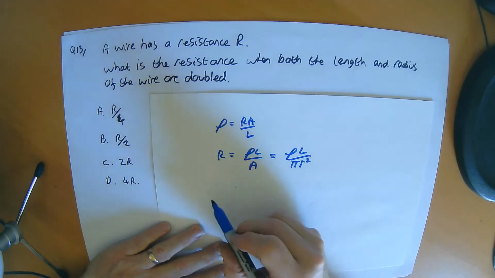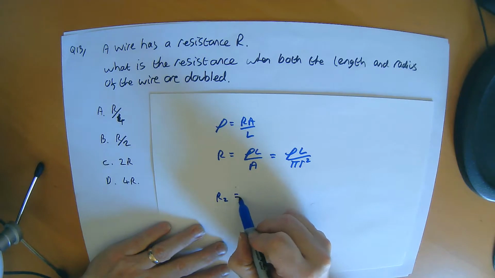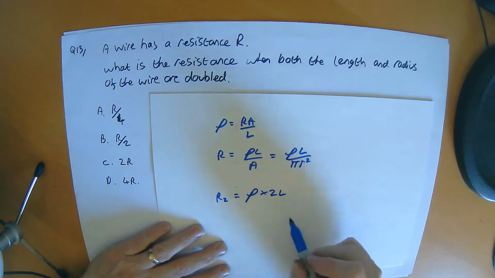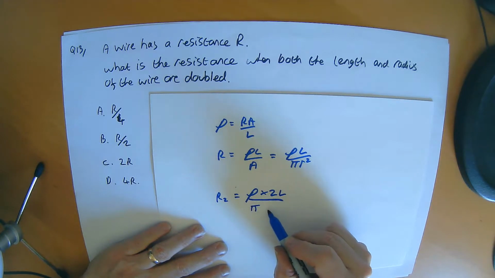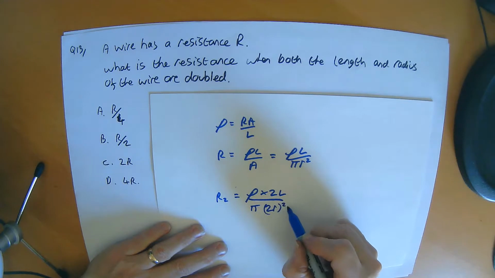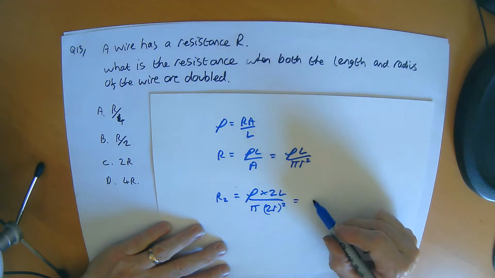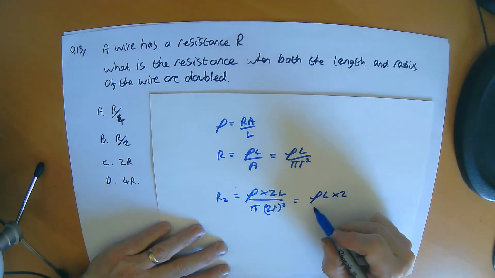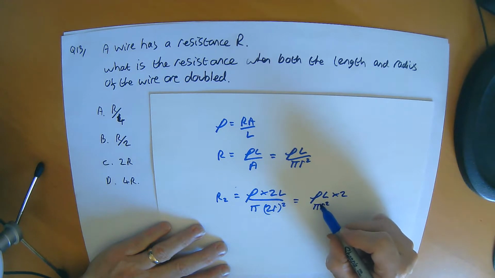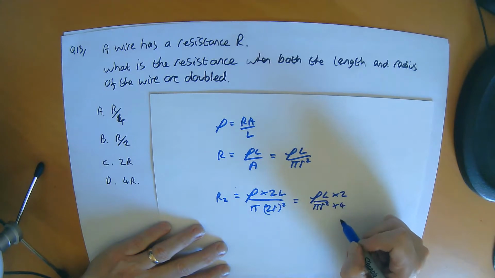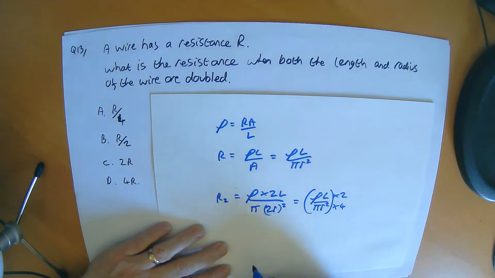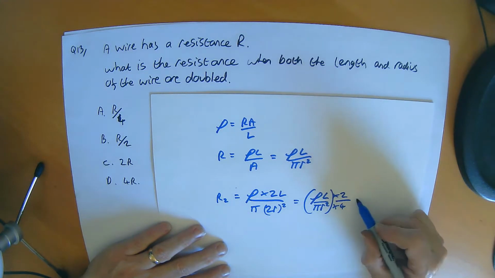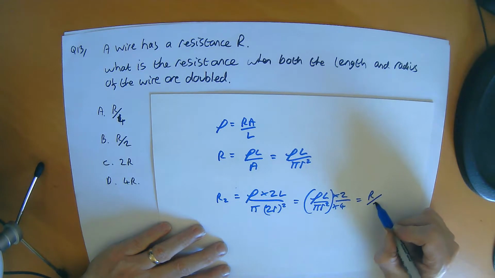Now for the other wire, R2, that's equal to rho times 2L, because the wire is twice as long, divided by pi times 2R all squared. And this turns out to be rho L times 2 divided by pi R squared times 4. But this rho L over pi R squared is just R. So it's R times 2 over 4, which is R divided by 2.